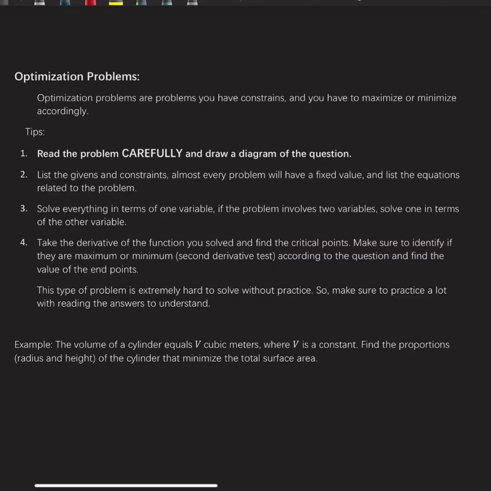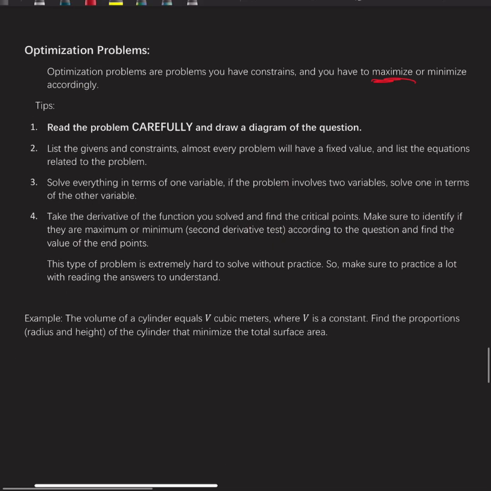Then take the derivative of the function and find the critical points, and you need to identify if they're a maximum or minimum, whichever the question is asking. Use the second derivative test and find the endpoints of the interval to make sure that the endpoint is not the result. And you should practice, and practice. This type of problem, you should do all types and get familiar with it. So let's look at this problem.